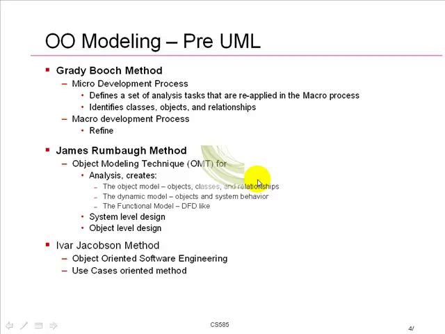Usually object behavior is modeled using a state chart diagram, for example, that describes the behavior of a particular object or the entire system. And then for the functional model, we use an older method we used a lot in the 80s and early 90s. We call it the data flow diagram, which is a set of processes with data flows between these processes. Now, Ivar Jacobson focused on a use case approach.